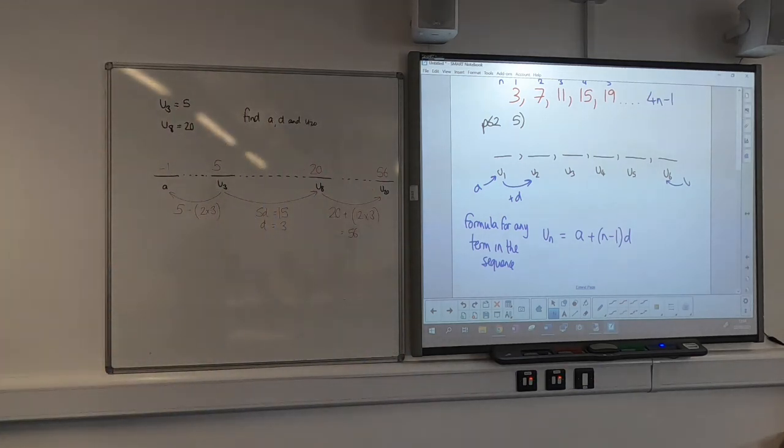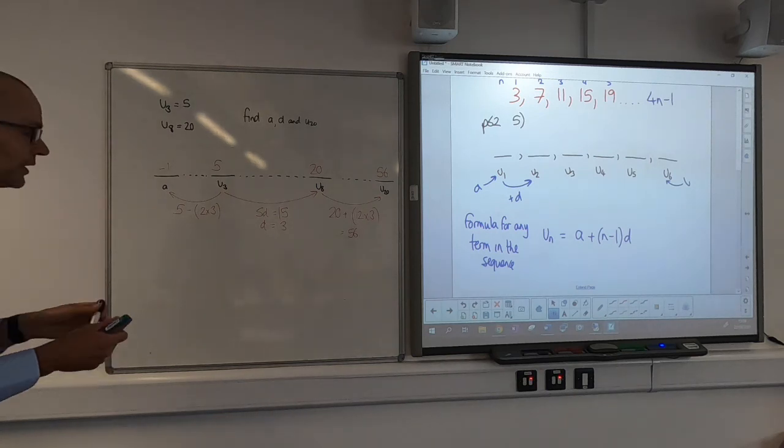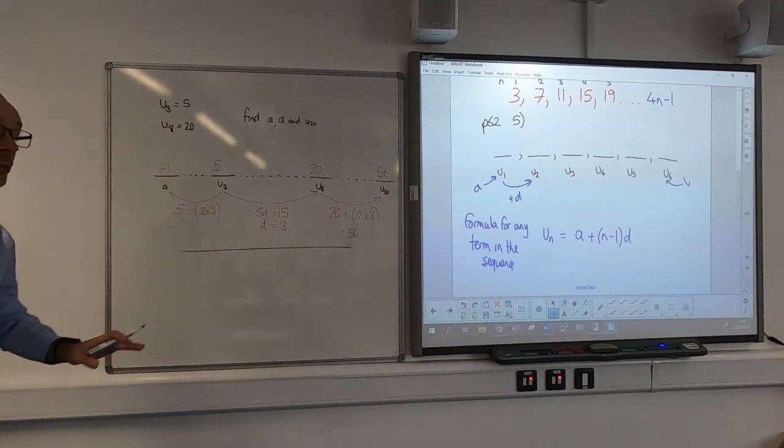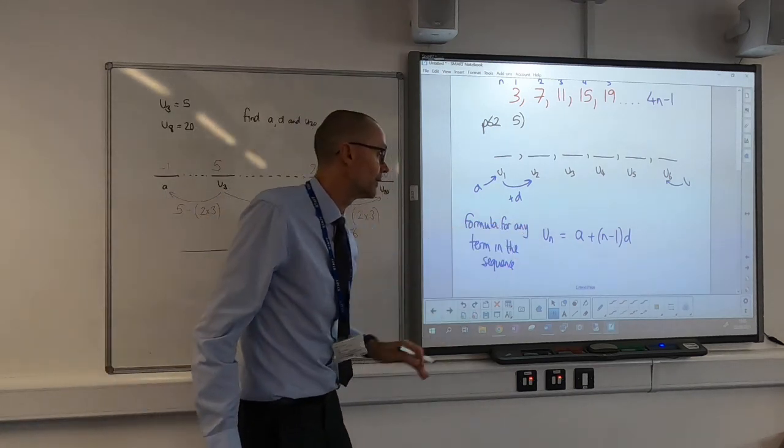I like that way, makes me happy. But some people prefer a bit more rigour. So we can use this formula as an alternative.